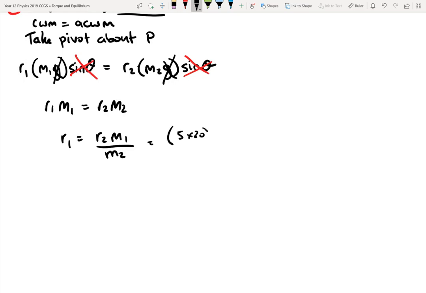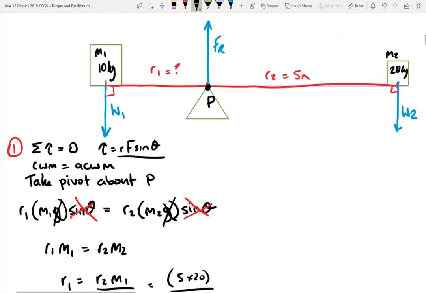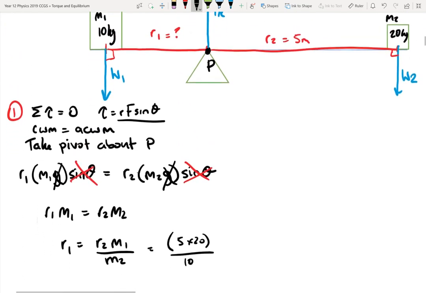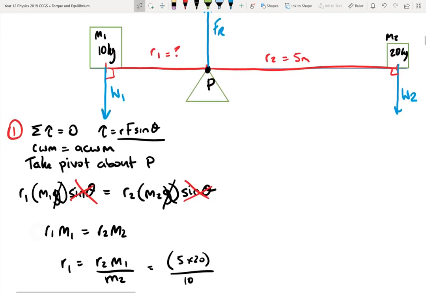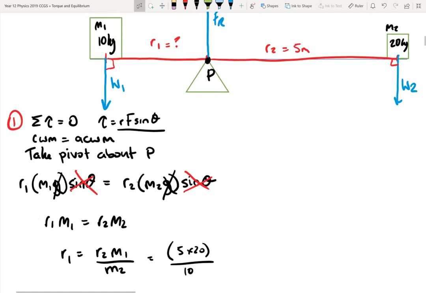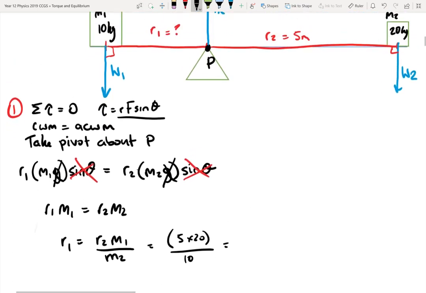5 by 20 on 10, I think. No, hang on, I've stuffed this up. 5 by 20. 5 times 5, that's 10. Isn't it M2 on M1? Oh, wait, I put 20. Is that right? Yes, 5 times 5 is 5 by 10. M2 on M1, isn't it?